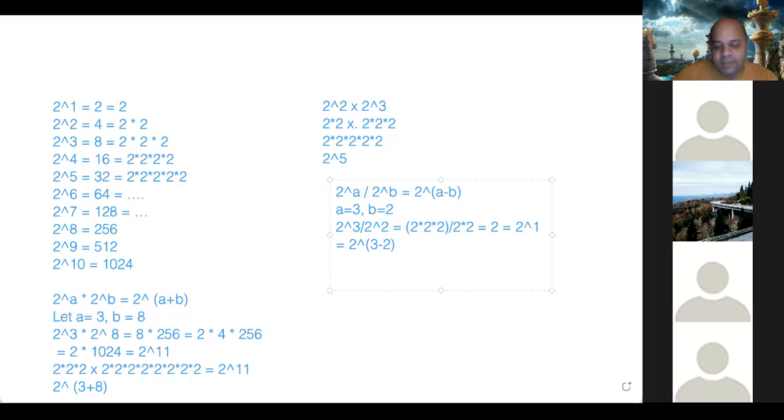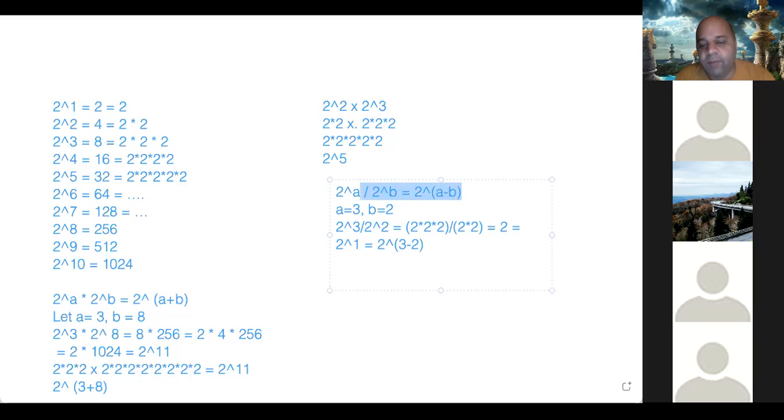What does 2 raised to 2 mean? It is 2 into 2. Now 2 into 2 into 2 divided by 2 into 2. The two pairs of 2 in the numerator and denominator will cancel each other out, and you will be left with only 2. Answer is 2. Right? Because 2 raised to 3 is 8, 2 raised to 2 is 4, 8 divided by 4 is 2. All of you know it, right? Yes, sir.